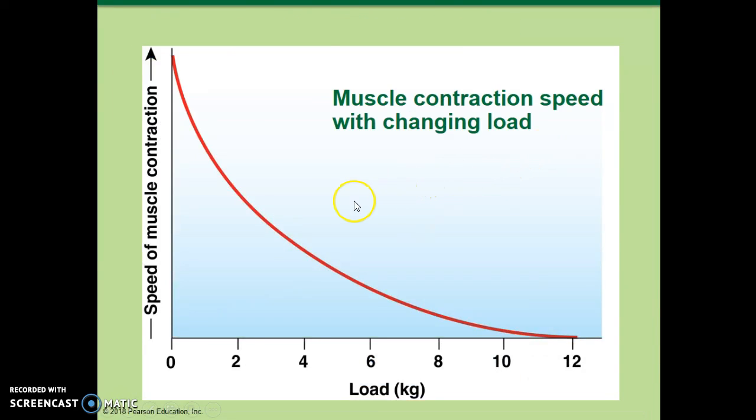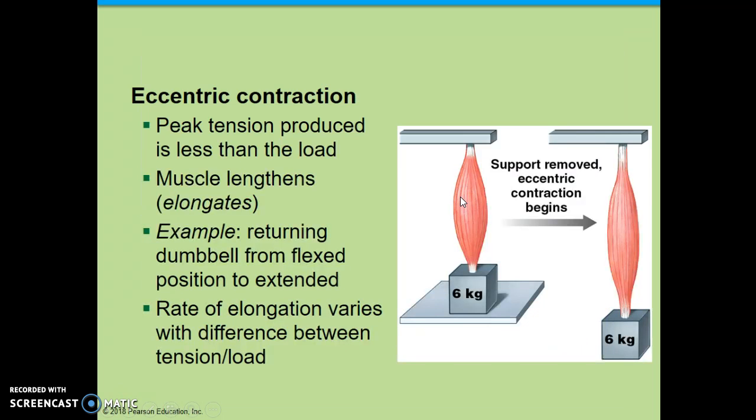You can also see that the speed of the muscle contraction decreases with increasing load. With the eccentric contraction, the peak tension produced is less than the load, and the muscle will actually lengthen. An example of this would be returning the dumbbell from the flexed position to the extended position.